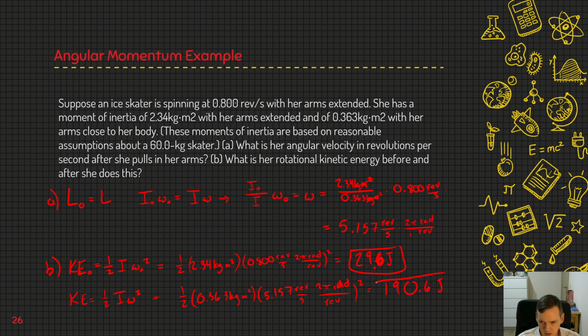We've got 190.6 joules. And this is, again, similar to what we had said before: we don't necessarily expect kinetic energy to be conserved, because momentum is what we do need to look at conserving. So the rotational kinetic energy can increase. She's spinning faster, and faster spinning matters more than greater moment of inertia.